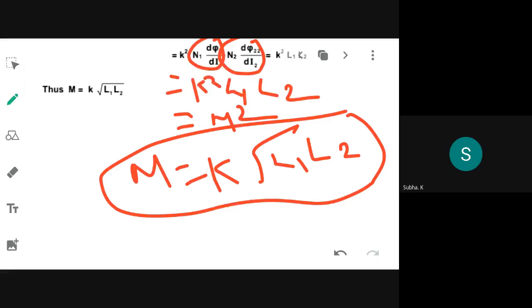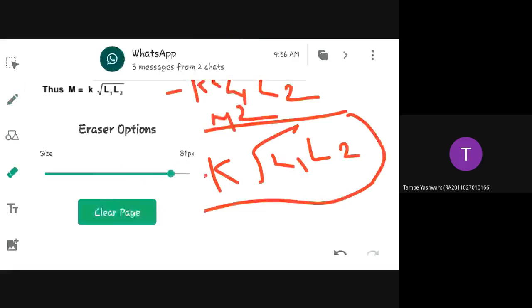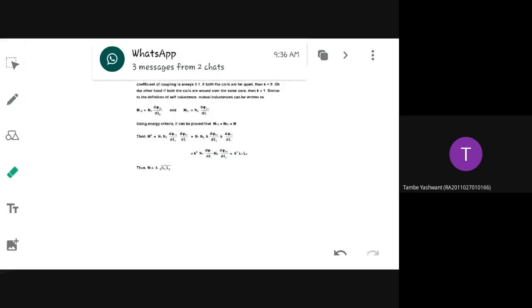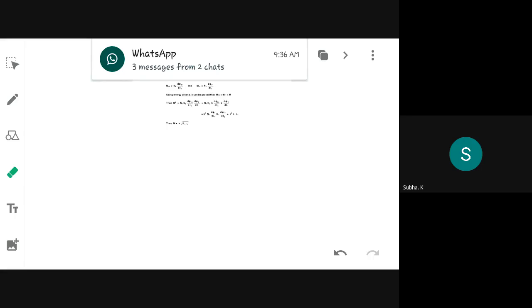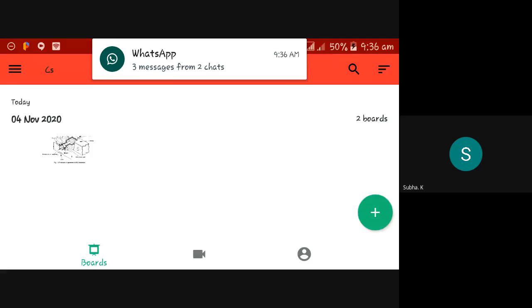Ma'am, if asked as a numerical, so the value of k will be given, or we need to find out? Depends upon what problems you solve. I will solve the problem now, that time you'll understand. Okay, with this, the theory part is over. We will solve problem.